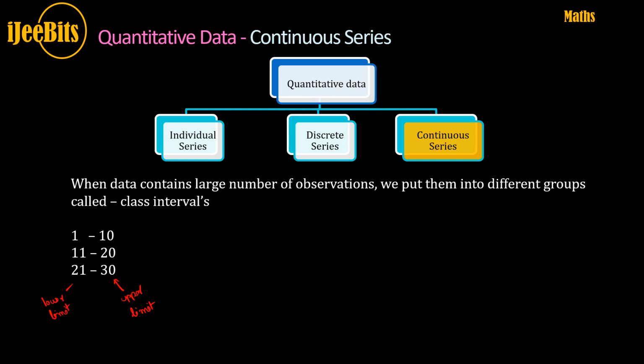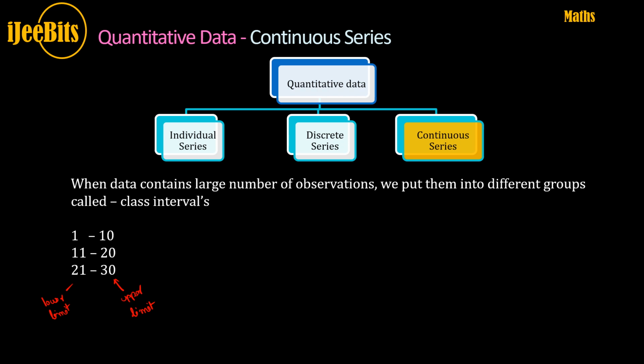Let's say 1 to 10, 11 to 20, 21 to 30. These are the class intervals that you define. Your observations can be noted down within them. If any number appears between 1 to 10, it falls in this class. If any number appears between 11 and 20, it belongs to the 11 to 20 class, and so on. So when you have a large number of observations, the class interval method is an easy way to put them together and then do the rest of the statistics.